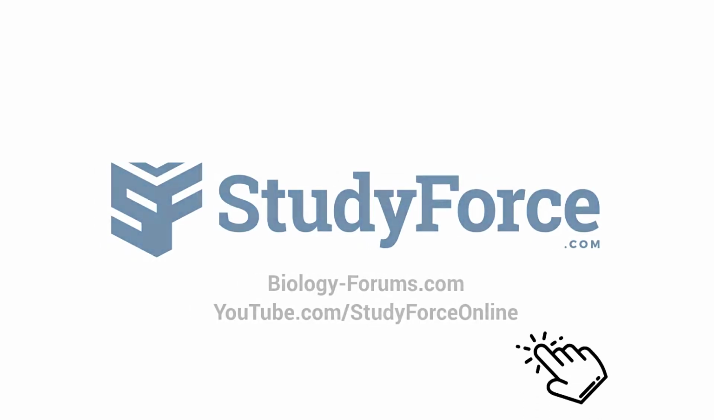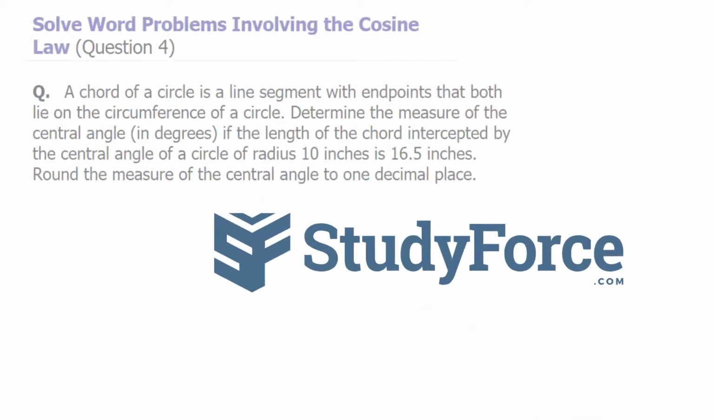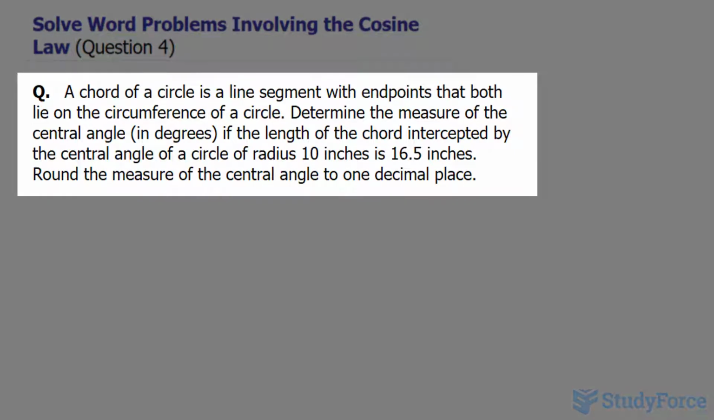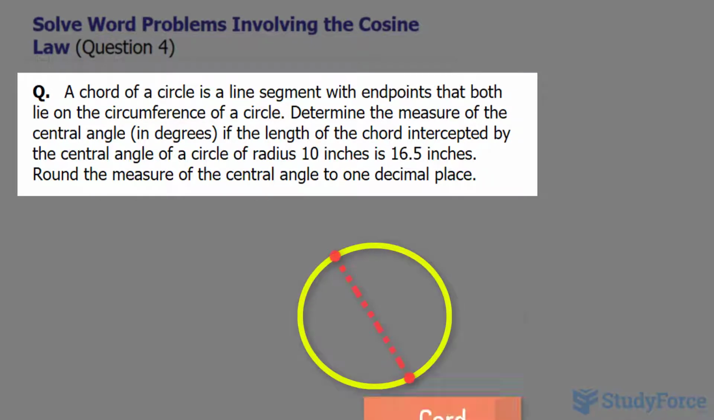Welcome back to question 4, where I show you how to solve word problems involving the cosine law. The question reads, a chord of a circle is a line segment with endpoints that both lie on the circumference of a circle. Shown on your screen right now is an illustration of that.